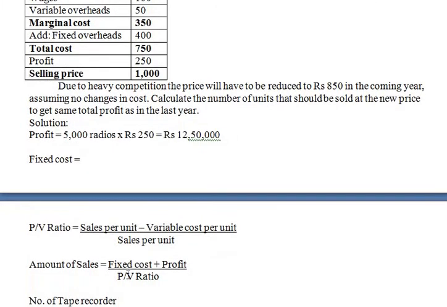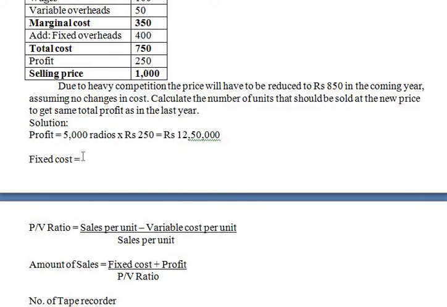To know the amount of sales, first we should know what the fixed cost is, because fixed cost is not given in the problem. Profit will be 12,50,000. PV ratio is also not given in the problem. So the PV ratio we need to calculate, as well as the fixed cost.